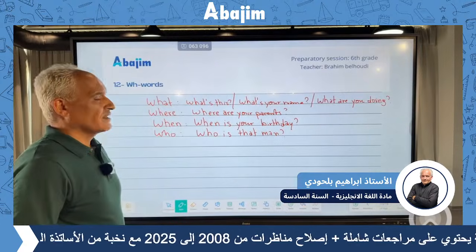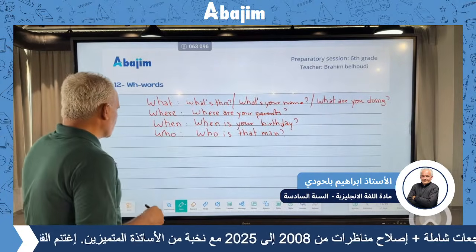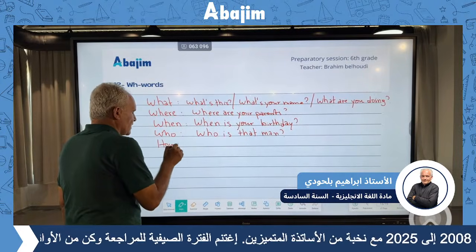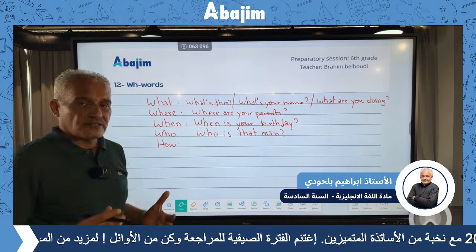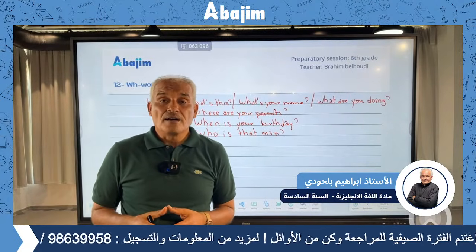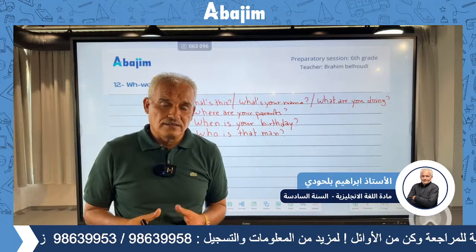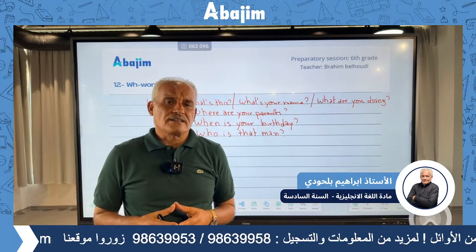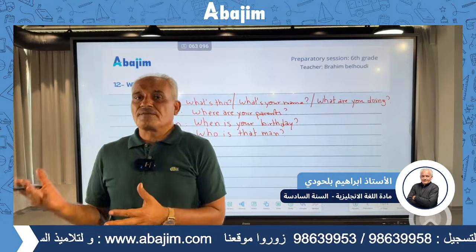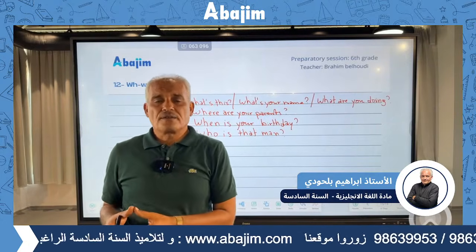The last WH word we are going to do today is how. And here we ask about manner and state. For example, how are you? I'm fine. I'm well, okay? I'm not fine, I'm not feeling well, and so on. How are you? How is your father? How is your mother? How are your friends, and so on.